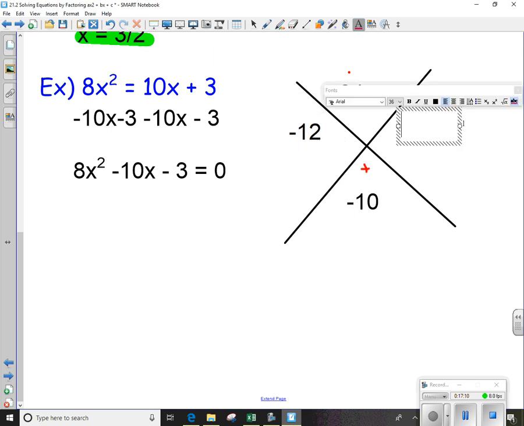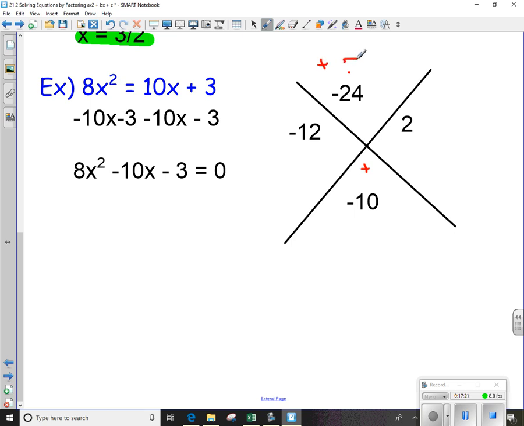Some people in this case might have thought about 6 and 4. 6 times 4 is 24, but I need a negative 24. So that tells me I'm going to have one of them positive and one of them negative. If I did 6 and 4, the only way to get 10 is for both of them to be the same sign, both positive or both negative. And I needed one positive and one negative because of the negative 24 up on the top. So it has to be the negative 12 and the positive 2.